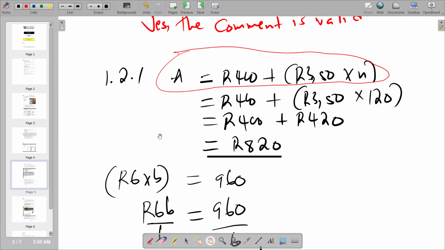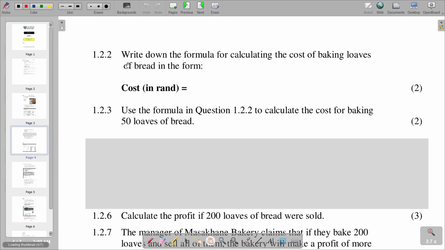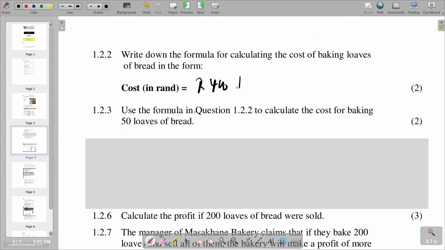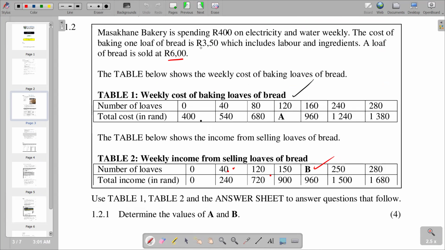This is our 1.2.2. So we are saying it is equal to 400 rands, 400 rand being the fixed cost that applies at 0 number of loaves. And then we add brackets. Remember, we are given the per loaf of bread cost of 350.